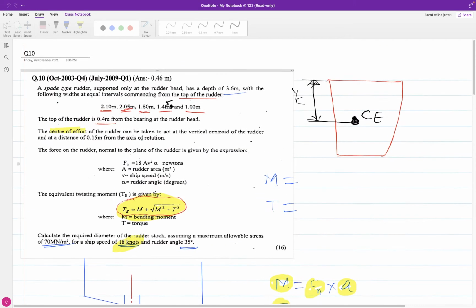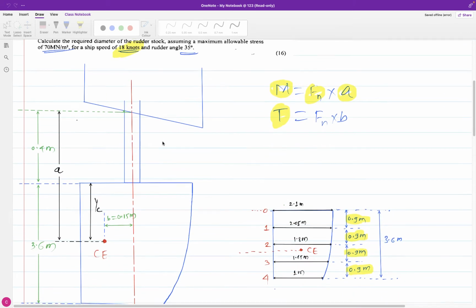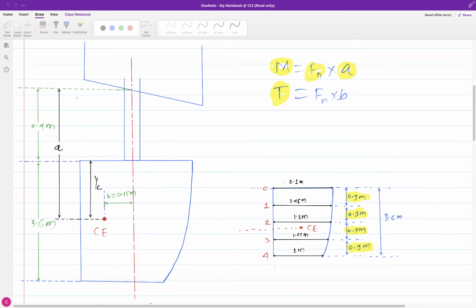And here in the question, if you read, the center of effort of the rudder can be taken as acting normal to this, at a vertical centroid of the rudder, meaning the center of effort is at the centroid of the rudder, and it is 0.15 meter from the axis of rotation. So yes, B they have given us directly.